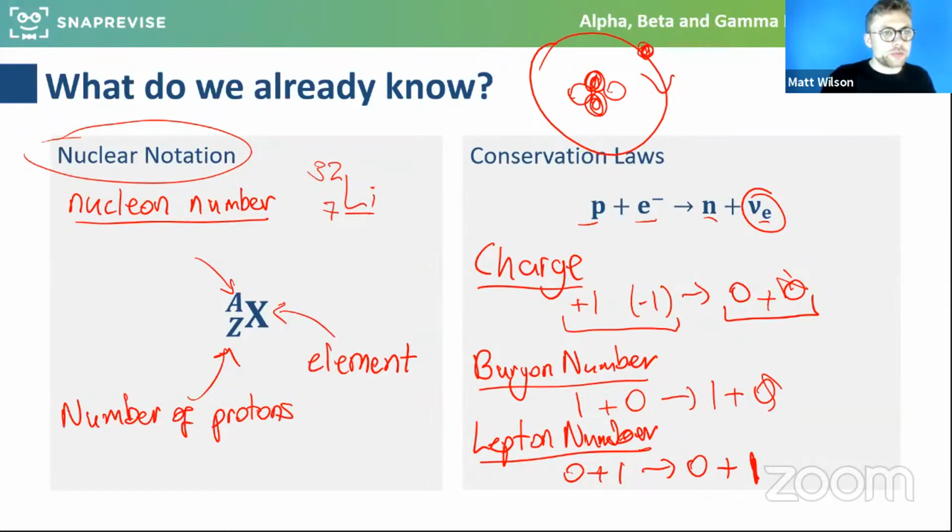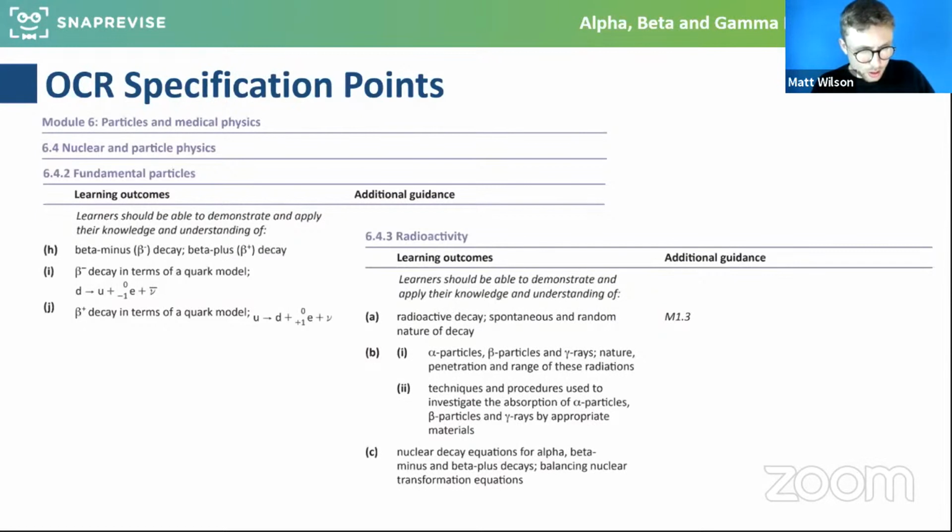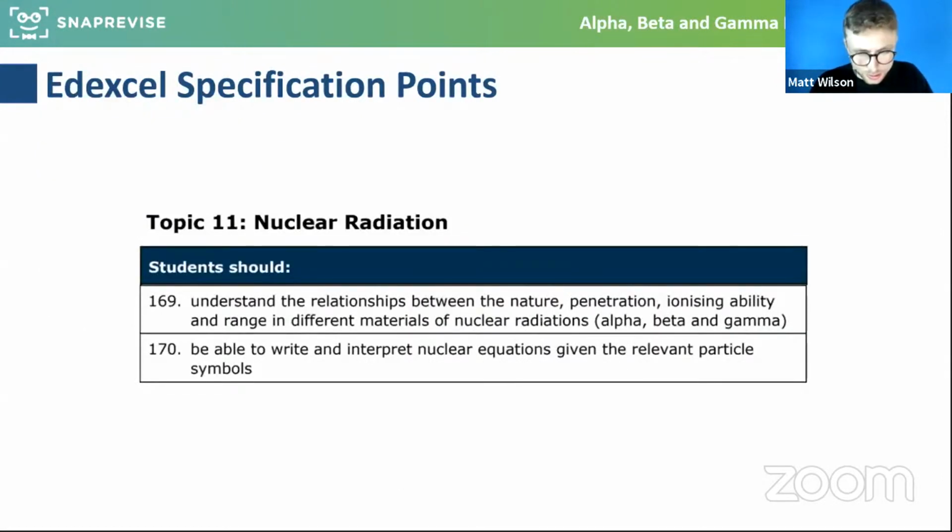Now we're going to go back to the start again. I'll mention what spec points we're going to go through, depending on what exam board you're on, and we will learn properly about each of the 3 types of radiation. Okay, so these are the AQA spec points we're going through. Okay, the OCR spec points and the Edexcel spec points we're going through.